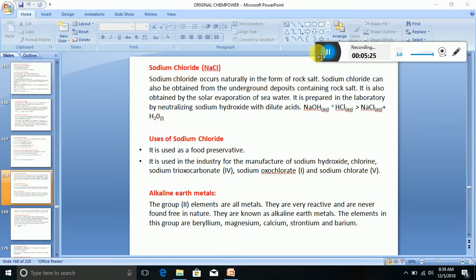Uses of sodium chloride. It is used as a food preservative. It is used in the industry for the manufacture of sodium hydroxide, chlorine, sodium trioxocarbonate(IV), sodium oxochlorate(I), and sodium chlorate(V). So those are the compounds of sodium.